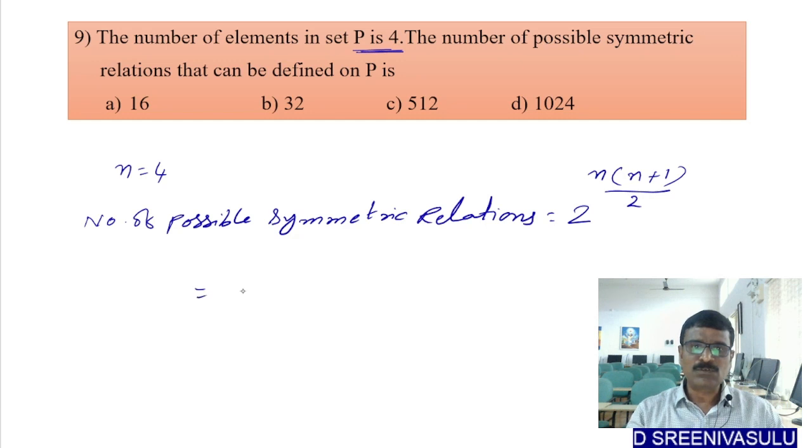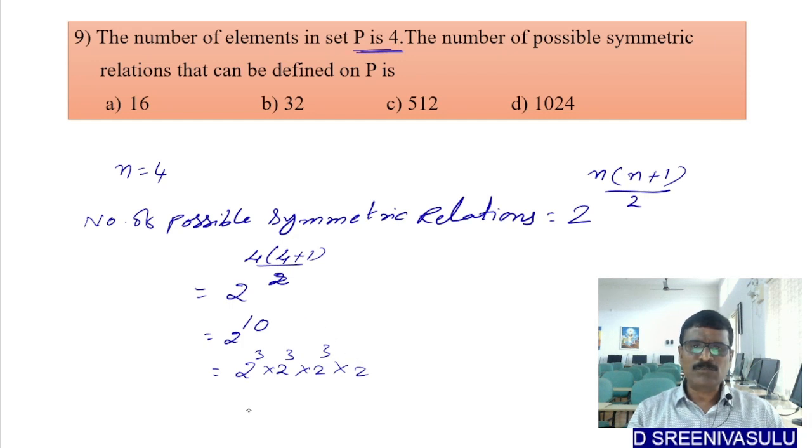This is equal to 2 to the power of, what is n? 4 into (4 plus 1) divided by 2. This is equal to 2 to the power of 4 into 5, that is 20. 20 by 2 is 10. So 2 to the power of 10. 2 to the power of 10 is 2 cubed into 2 cubed into 2 cubed into 2, because 3, 3, 6, 6, 3, 9, 9, 1, 10.